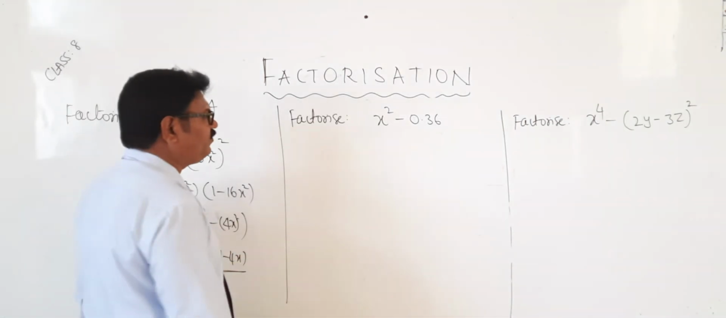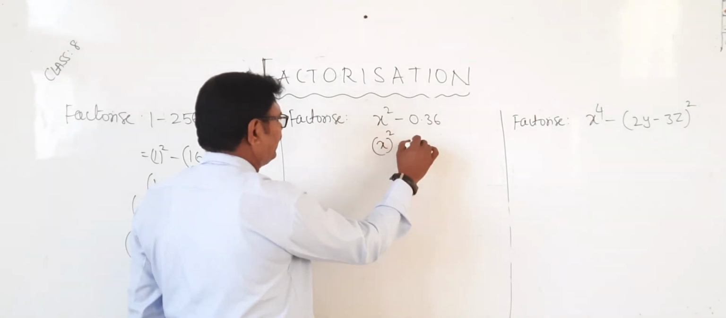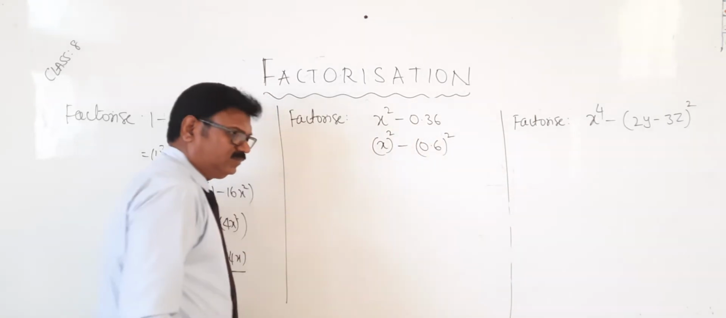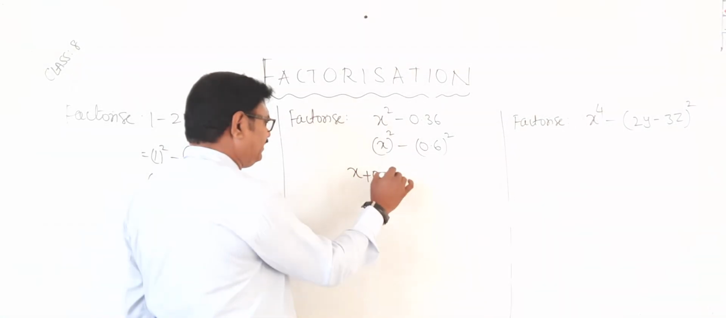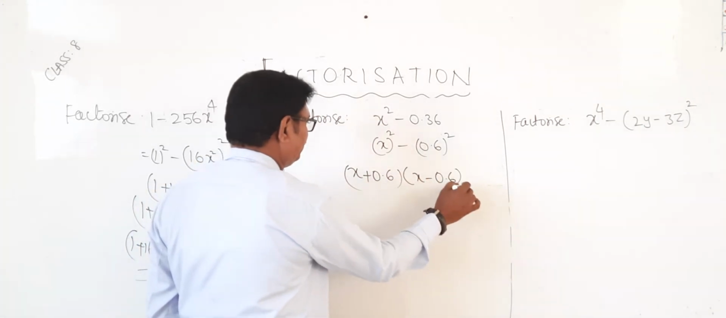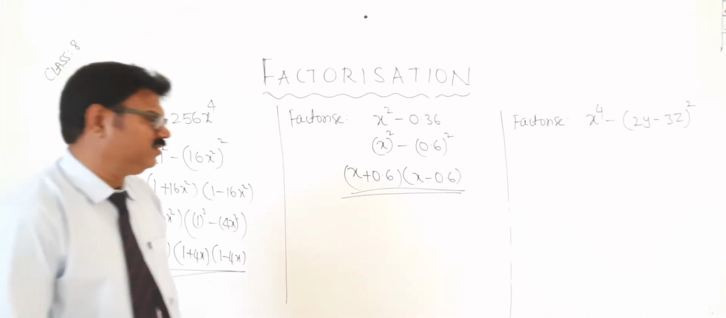Next, here also the same. x squared is given as x squared minus (0.6) whole squared. So a squared minus b squared means (x plus 0.6) into (x minus 0.6). Okay? Very, very simple.